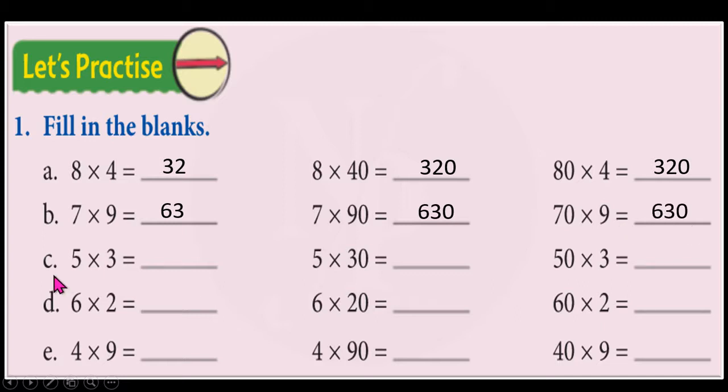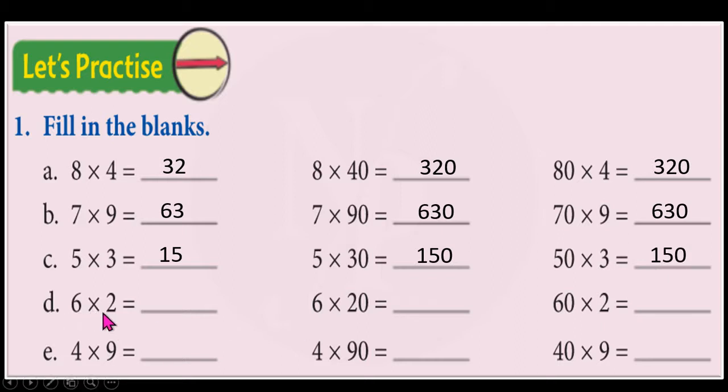So next question C. 5 into 3. 5 3s are 15. And 5 into 30 is equal to 150. We put 1 0 to the right of this answer. So 5 into 3 is 15 and 5 into 30 becomes 150 because we have 1 0 in this number, that is 30. Coming to the next product here, 50 into 3. 50 into 3 is also 150.